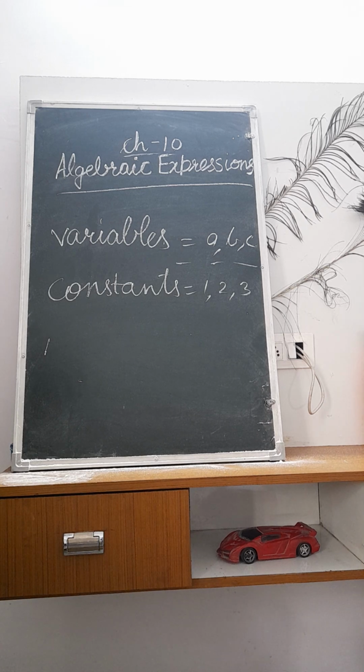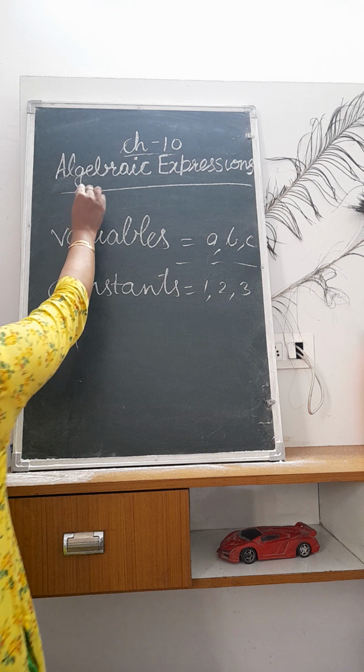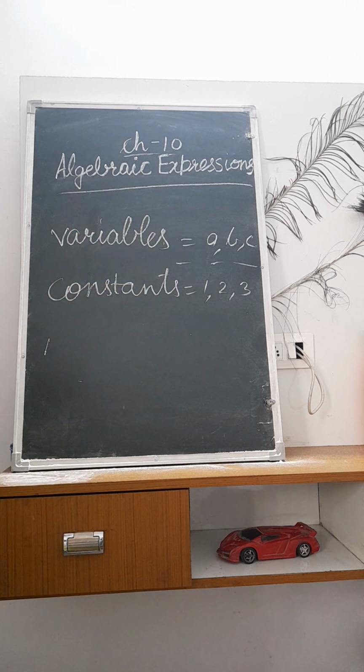Constants are the terms which are not changing. For example, 1, 2, 3, 4 or any other term which doesn't change, these are constants. Now in this chapter we are dealing with algebraic expressions. An algebraic expression is a combination of variables and constants.